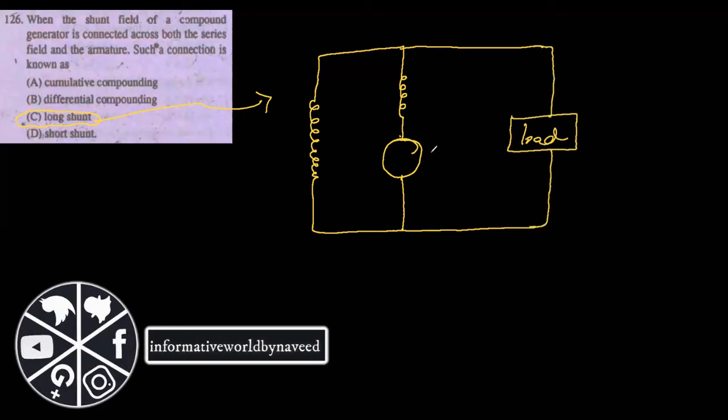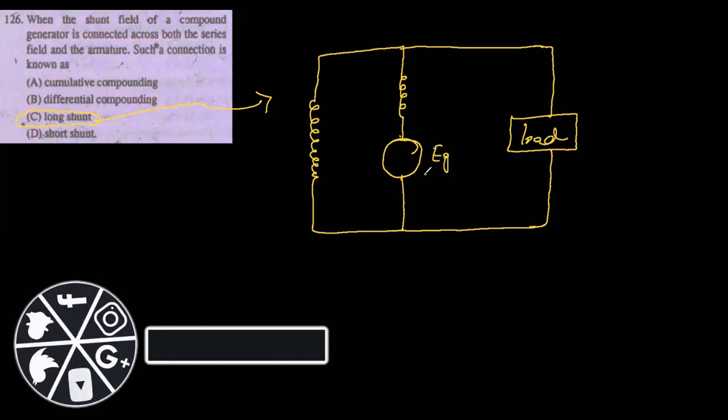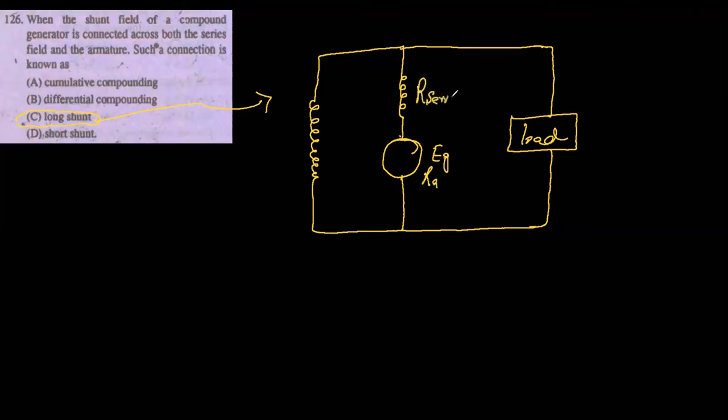So this generator is generating voltage, that is Eg. Resistance of armature is Ra. This is your series field. This is your shunt field resistance. Voltage will be V. So this is your long shunt compound generator.